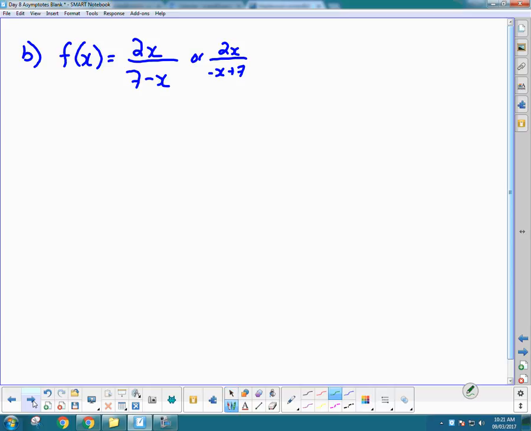So if I want to investigate the horizontal asymptote, I need to look at the degree of the top, which in this case is 1 because it's x to the power of 1. And the degree in the bottom is also 1. And so we have a situation where the degrees are the same. When the degrees are the same, we're going to look at the leading coefficients.